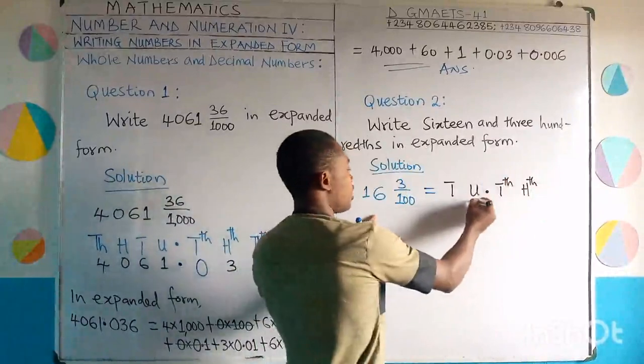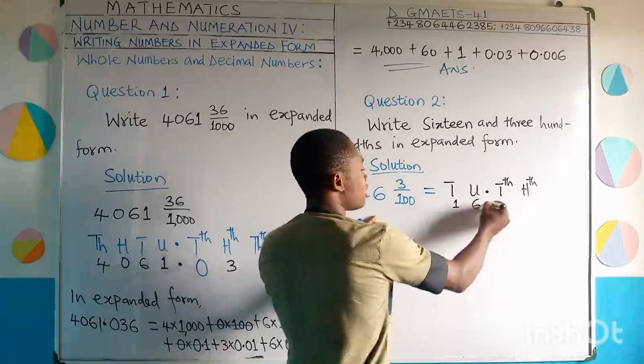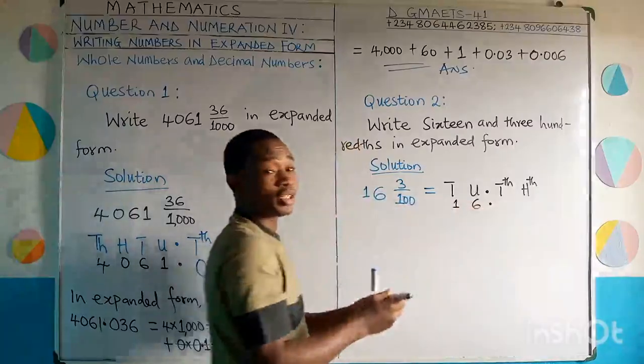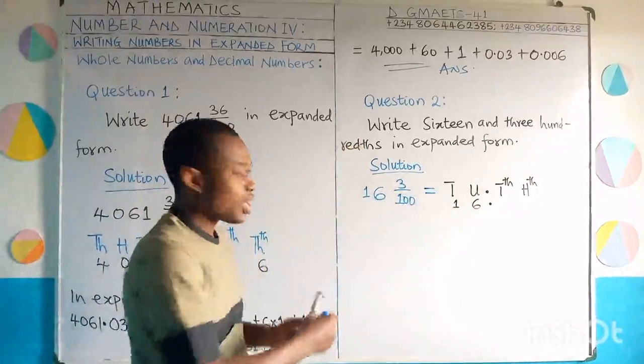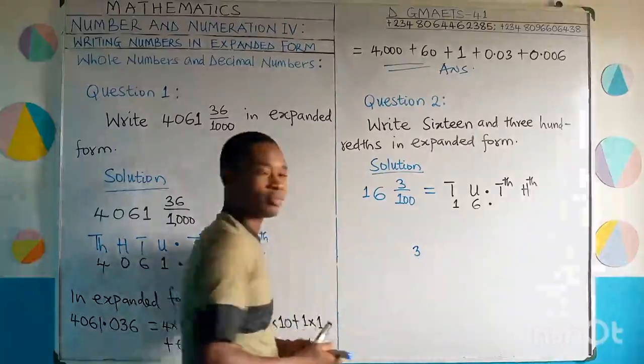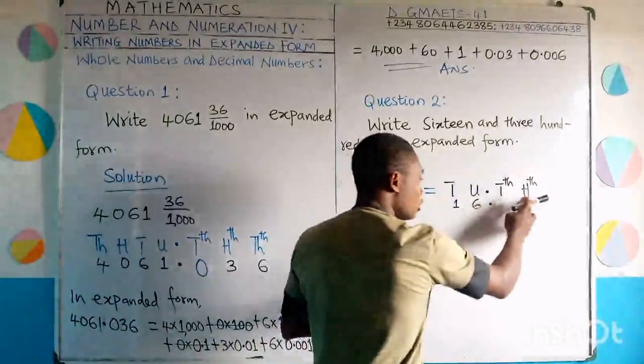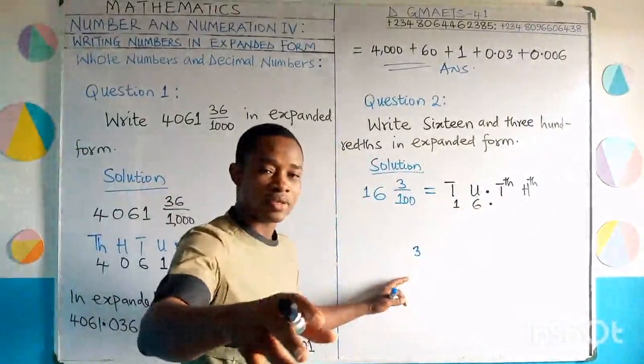Fixing up the digit 16 under the whole number part is this. You have your decimal point. Then 3 over 100, 3 hundredths. Our interest is the 3. Now, where will you fix the 3? Is it under tenths or under hundredths? I told you the secret.